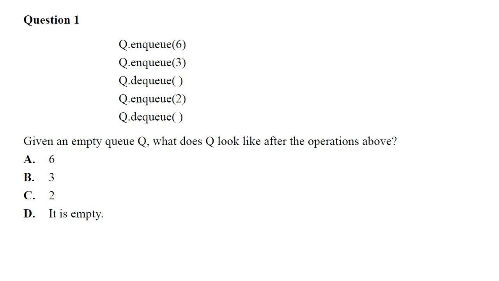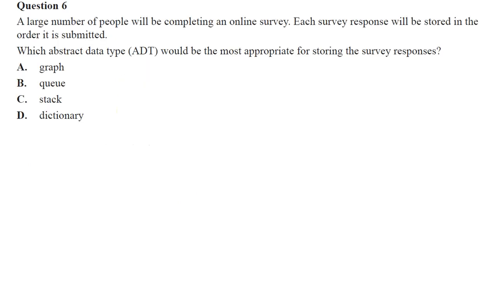First one, this is question one, should be quite gentle. We enqueue 6, we enqueue a 3, we dequeue the 6, we enqueue the 2, we dequeue the 3, we're left with 2. Gentle enough, I think. Next one, pause.